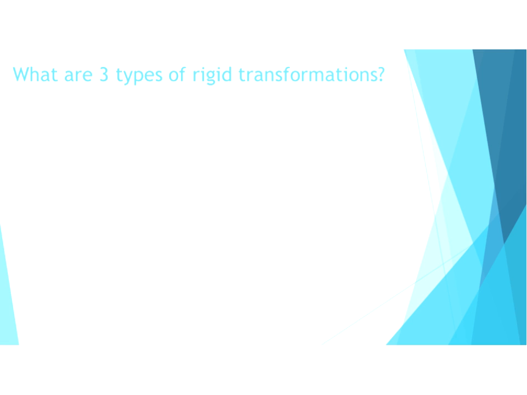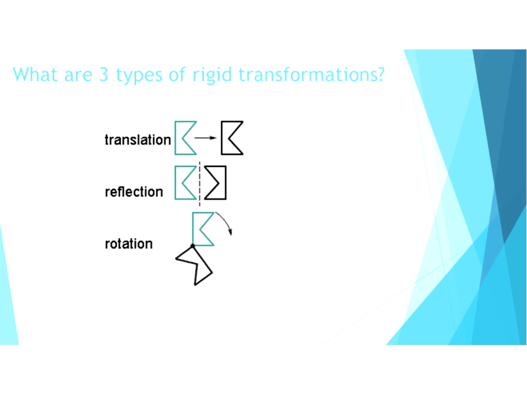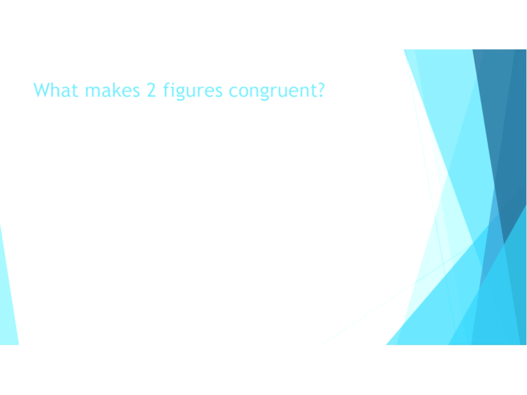So the first question that you might be able to expect on either a DBA or a test, there are three types of rigid transformations you learned about. You learned about translations, reflections, and rotations. Now what makes two figures congruent? Congruent figures have the same size, they have the same shape, the same angle measurements, and the same side length. For it to be considered congruent, you have to be working with the exact same shape in every possible way.